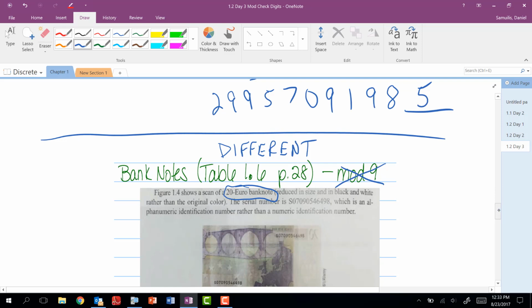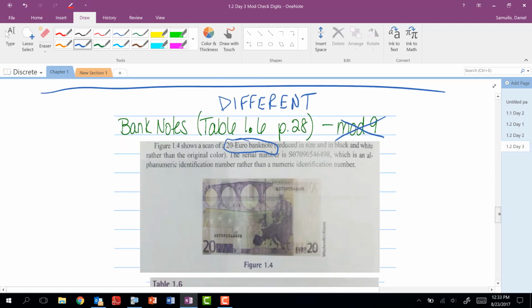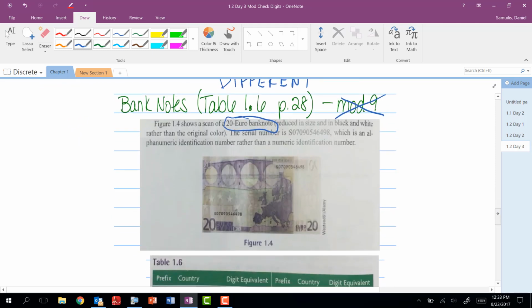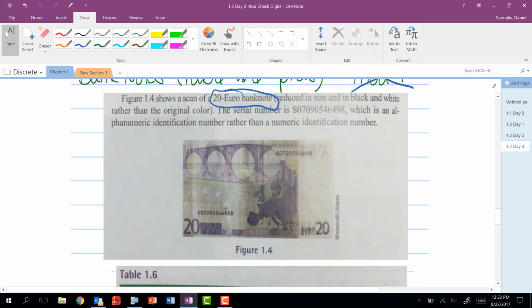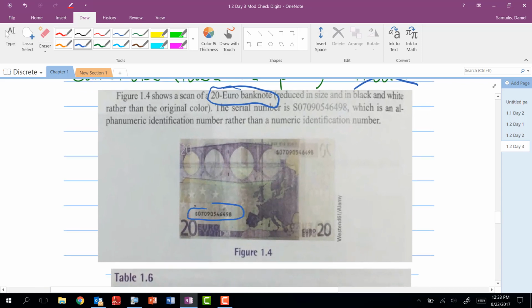I will say that one more time. They're not a typical mod 9 scheme. They do mod 9, but there's a little minor difference. I'm only saying that to prepare you. All right, so then when you look at this, you see the serial number.